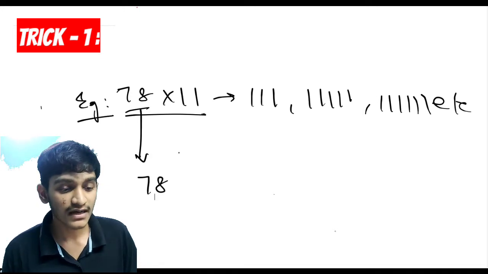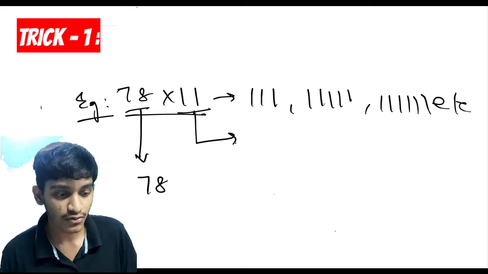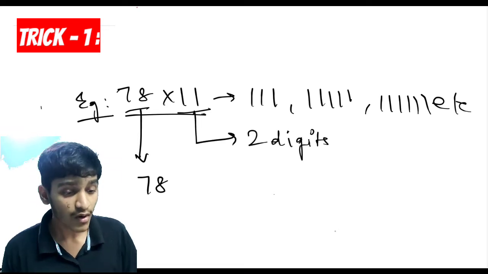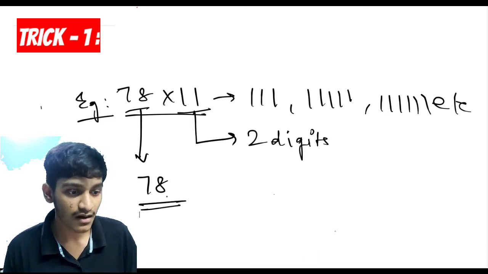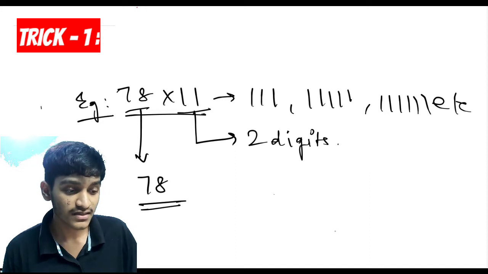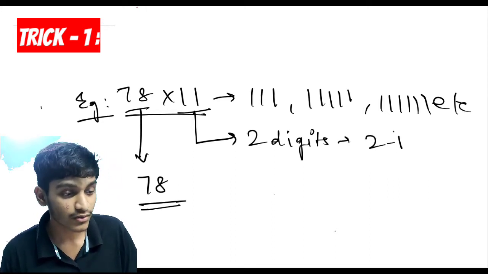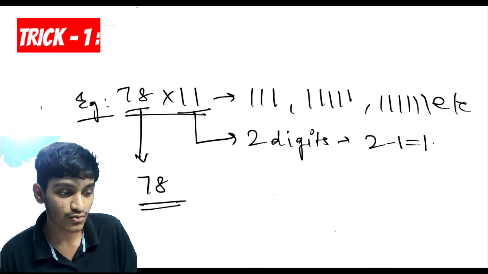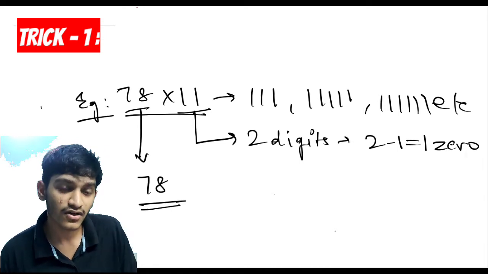Now, as you can see, the number 11 has 2 digits in it. Now the original number is 78, and I have already written that number. Since there are 2 digits, just subtract 1 from the number of digits: 2 minus 1 is 1. So you have to add as many zeros as that, which is 1 zero on either side of the number.